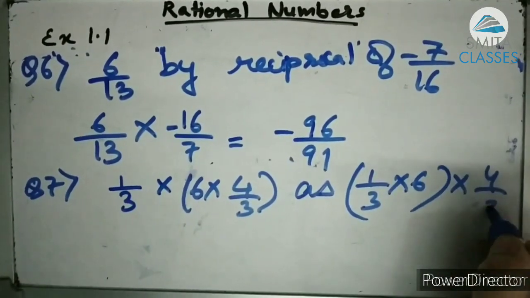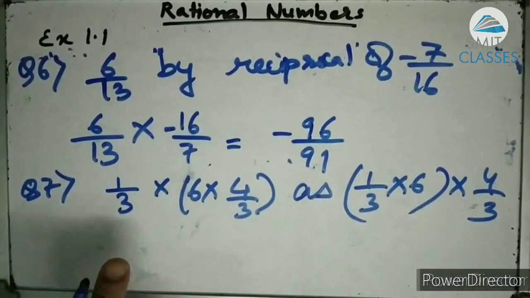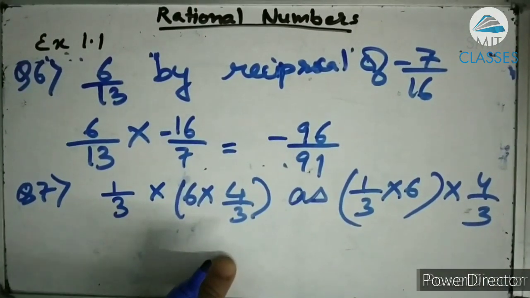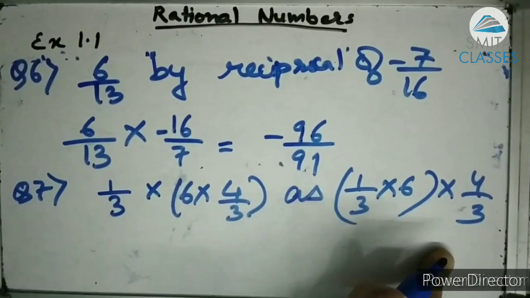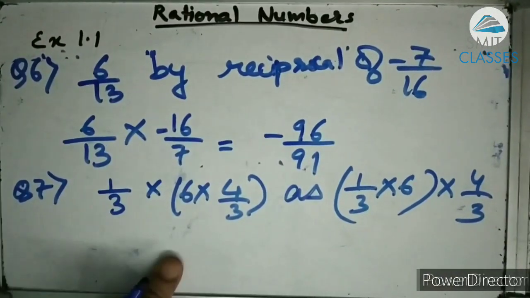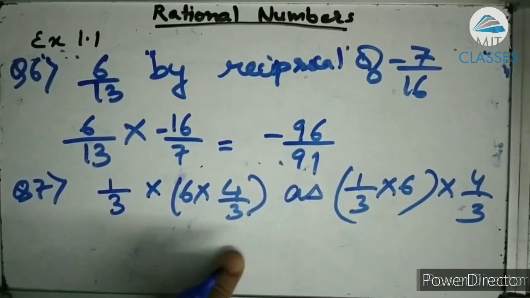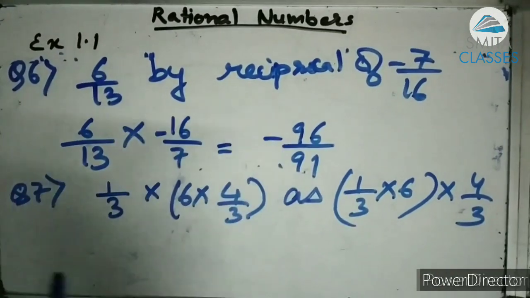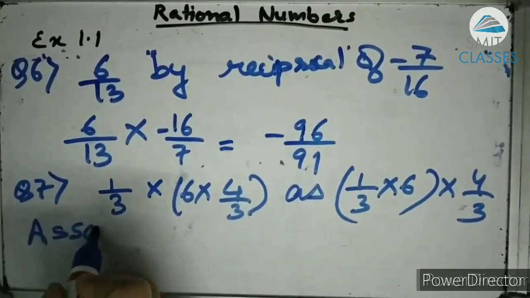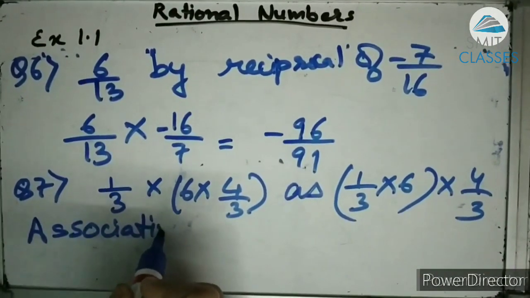And they are asking that if we compute 1 by 3 into 6 into 4 by 3 as 1 by 3 into 6 into 4 by 3, then what property are we using? Here we can clearly see that they are using the associativity property. The property is the associativity property.